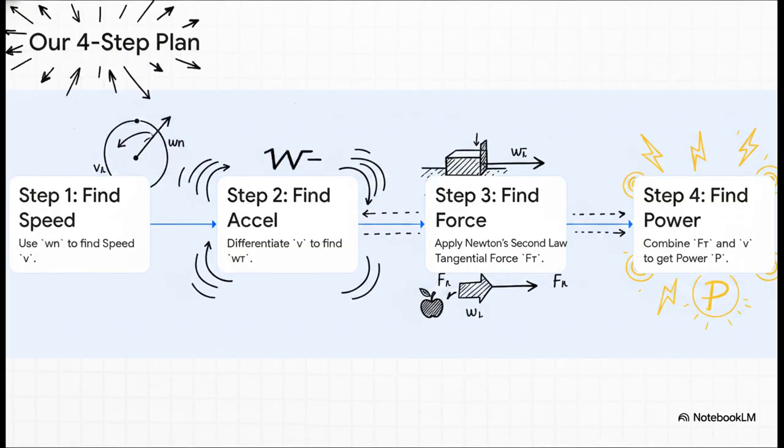And that insight leads us to this beautiful, simple, four-step chain of logic. This is our game plan. Step 1, we'll use the normal acceleration they gave us, Wn, to figure out the particle's speed, v. Step 2, we'll find how fast that speed is changing, take its derivative, to get the tangential acceleration, Wt. Step 3, we'll use Newton's second law to find the tangential force. And finally, step 4, we'll combine that force and the speed to get the power, P. See? It's a straight shot from what we're given to what we need.